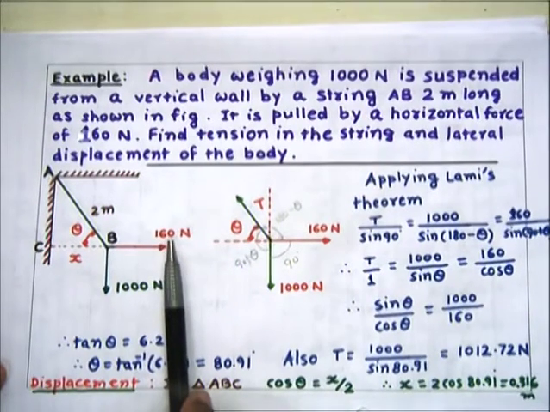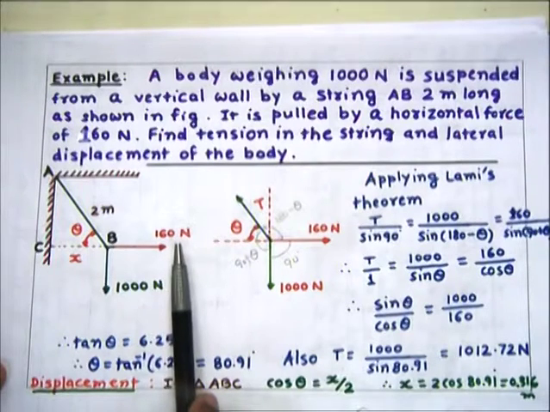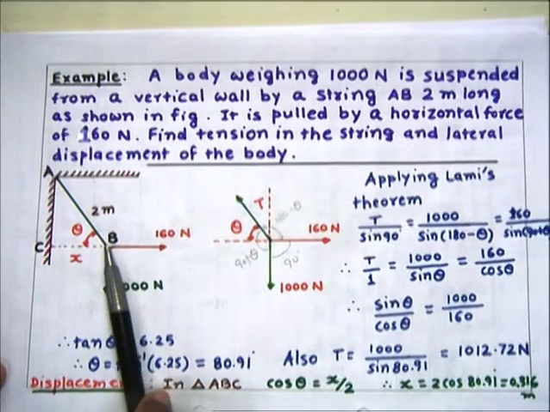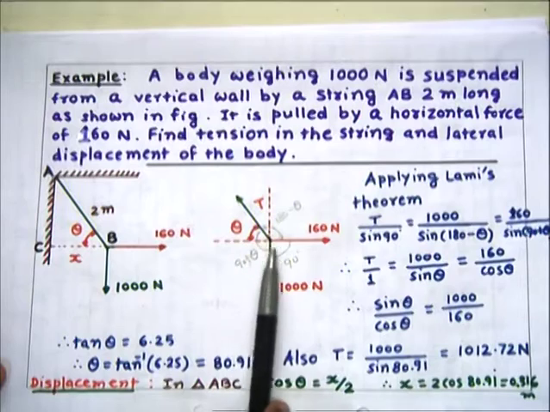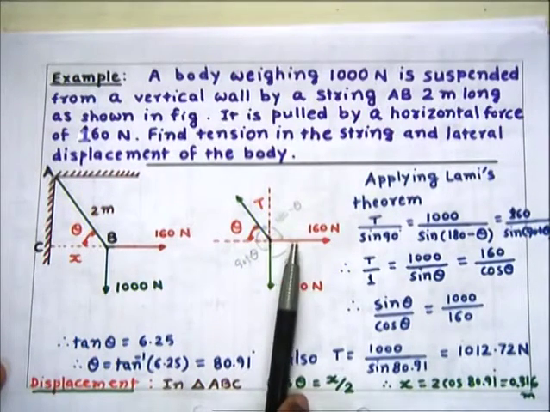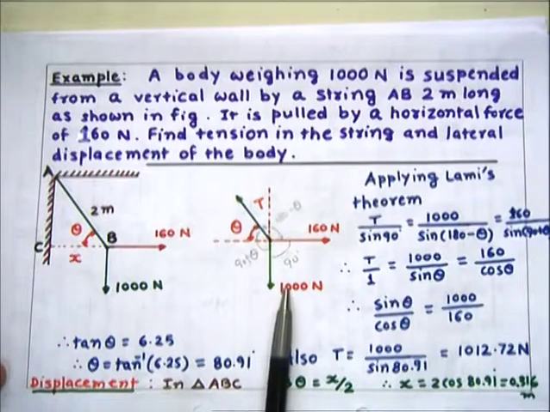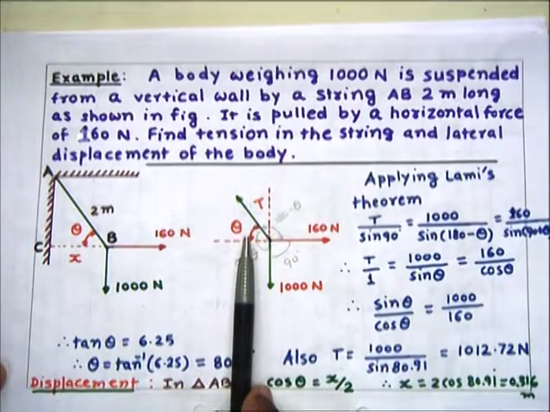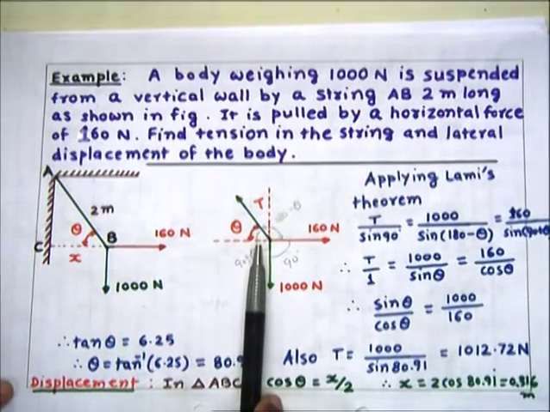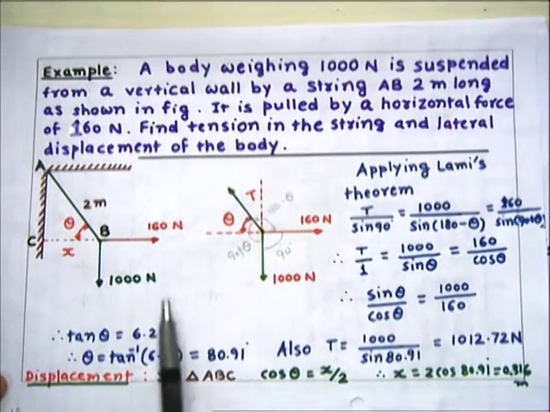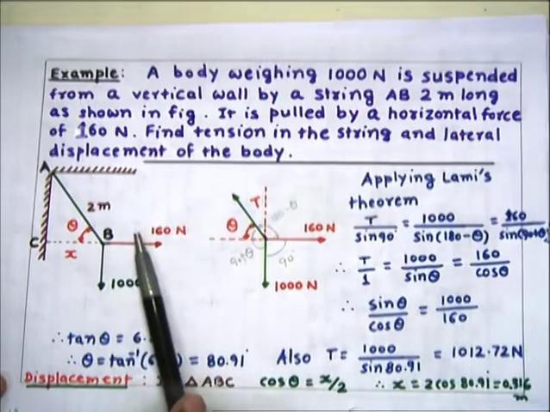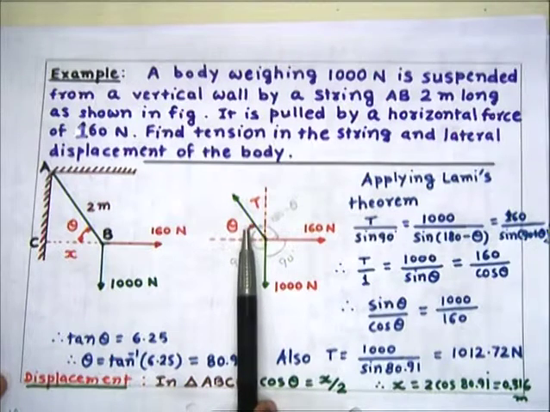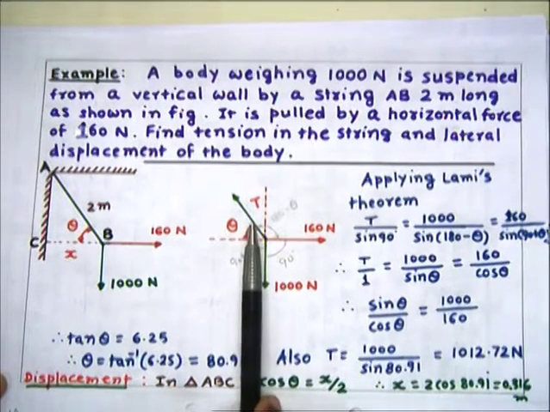First of all, let us find out the tension in the string, and for that we need to draw the free body diagram at B. So at B we'll have three forces, 160 Newton, 1000 Newton, and the unknown T, but also this angle is not given. So first of all we need to find out the angle. Let us say this angle is theta with the horizontal, the angle which the string makes with the horizontal.